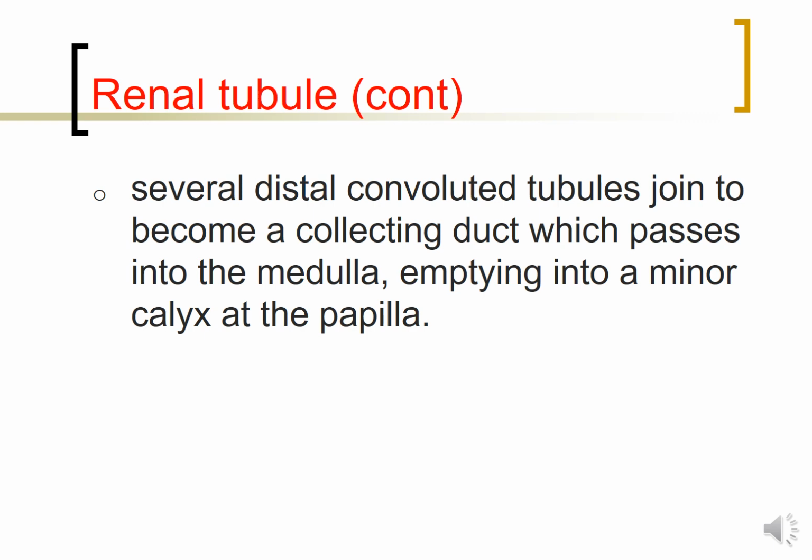Several distal convoluted tubules are going to join together to become a collecting duct. A collecting duct is a tube that passes into the medulla of the renal pyramid and empties into the minor calyx. At the papilla, remember the papilla is just a little point at the bottom of the pyramid, at this time, the filtrate can be referred to as urine.